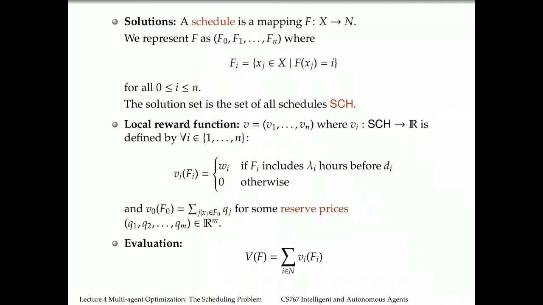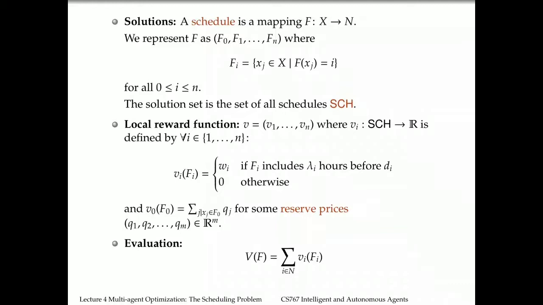For the idle agent, given the set F0, which is the set of idle time slots, the reward for this agent will be the sum of the reserve prices of all of these time slots. Right. In the previous example, the reserve price for every time slot is the same, which is $3.